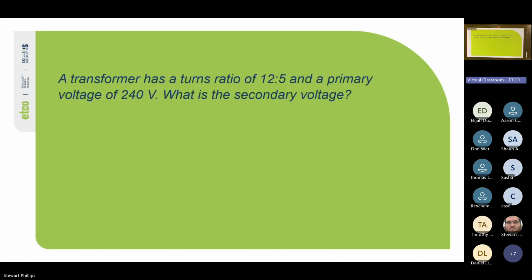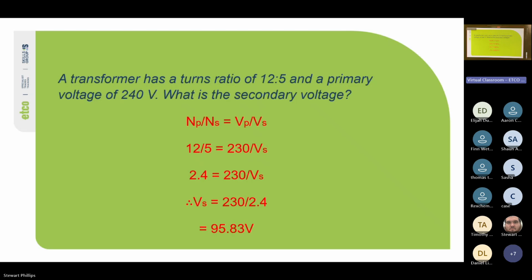Okay, so to figure this one out, we know that the number of turns in the primary divided by secondary is equal to the voltage primary divided by secondary. So if we punch in the numbers, 12 divided by 5 and 230 divided by the voltage secondary. Therefore 2.4 equals 230 divided by the secondary voltage. So we can transpose this to be the voltage secondary is the same as 230 divided by 2.4, which gives us 95.83 volts. So that's how we would go about working this problem out.